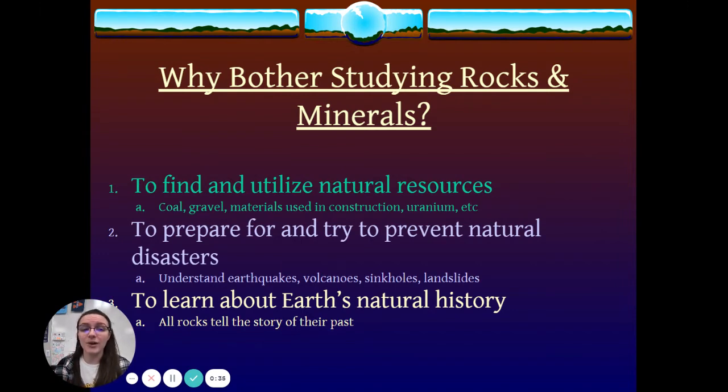Second is to prepare for and try to prevent natural disasters. If we understand how the rocks within the earth work and interact with each other, then we can understand earthquakes, volcanoes, sinkholes, landslides, and be better prepared for them in the future.